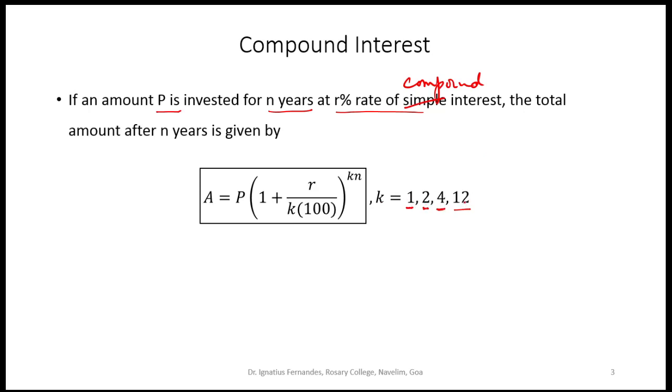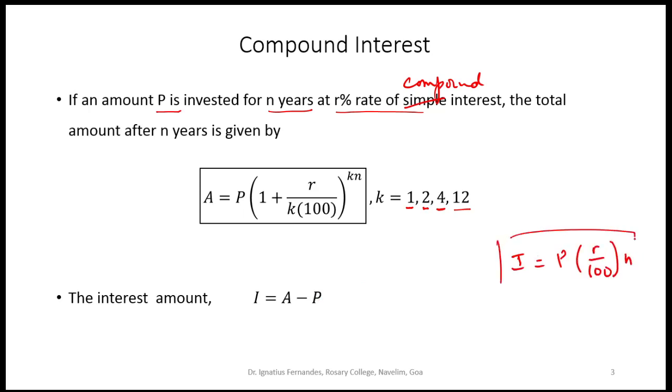So depending on how interest is calculated, accordingly we put the value of K, whether it is yearly, half yearly, quarterly or monthly. If you want to find the interest amount, then interest is equal to the total amount minus the principal amount. Unlike simple interest, where the interest could be directly written as P into R upon 100 into N, we don't have an explicit formula in compound interest, but the interest amount can very well be found by finding the difference between the total amount and the principal amount.